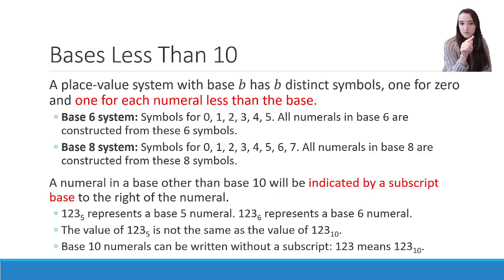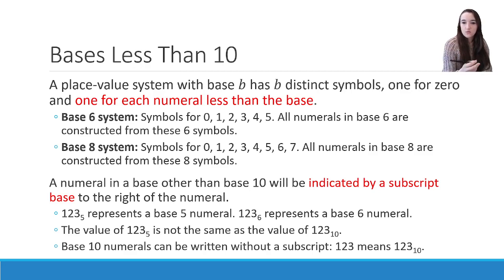So 123 with a little subscript 5 represents a base 5 numeral. 123 in base 5. 123 with a subscript 6 means it's a base 6 numeral. Notice that it's still 1, 2, 3, but they have completely different meanings. 123 base 5 is not the same thing as 123 in the base 10 we know.